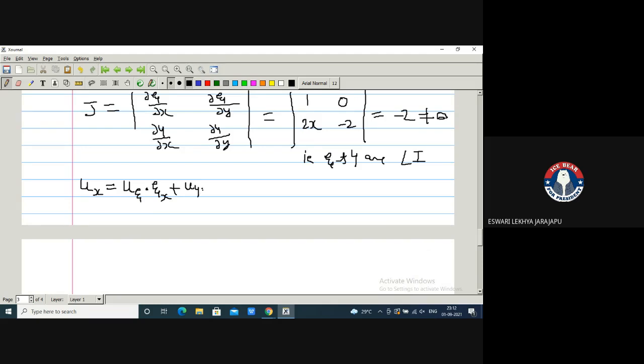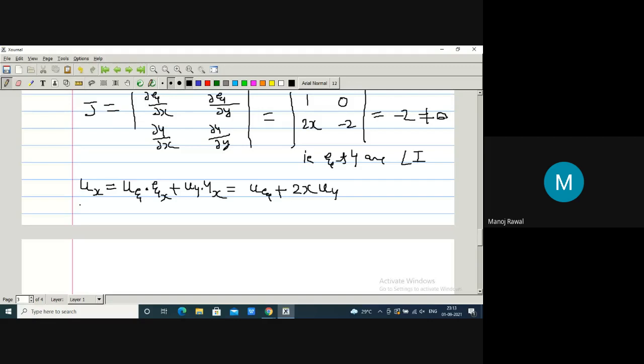Yes, thank you. So let's replace the following values, and after replacing you get U xi plus 2x U eta. Okay, done.